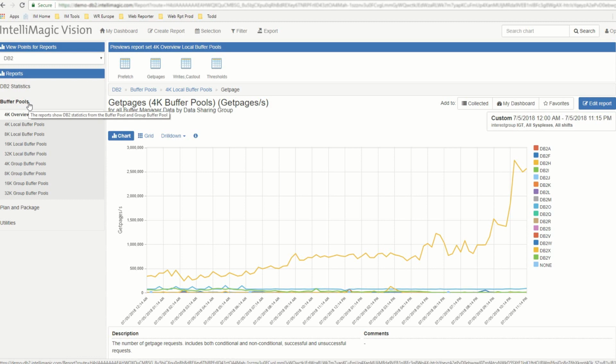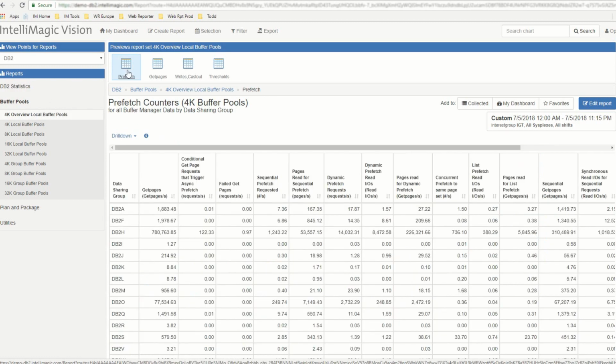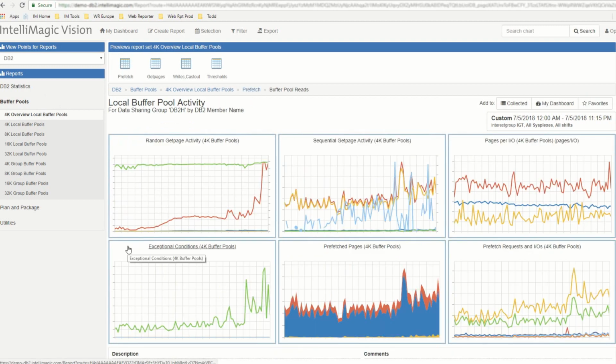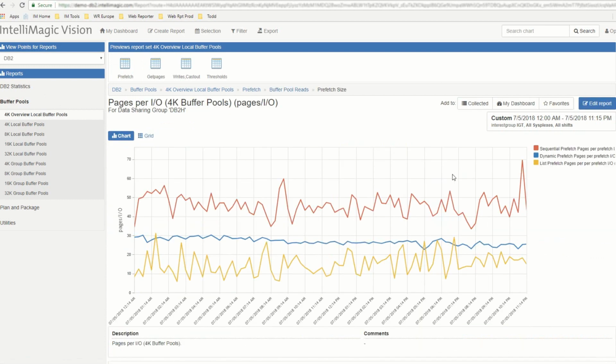The buffer pool's focal point provides visibility into many metrics relating to buffer pool management. Here we see several metrics relating to prefetch activity for local 4K buffer pools. For example, here are pages per I/O for three types of prefetch activity: sequential prefetch, dynamic prefetch, and list prefetch.